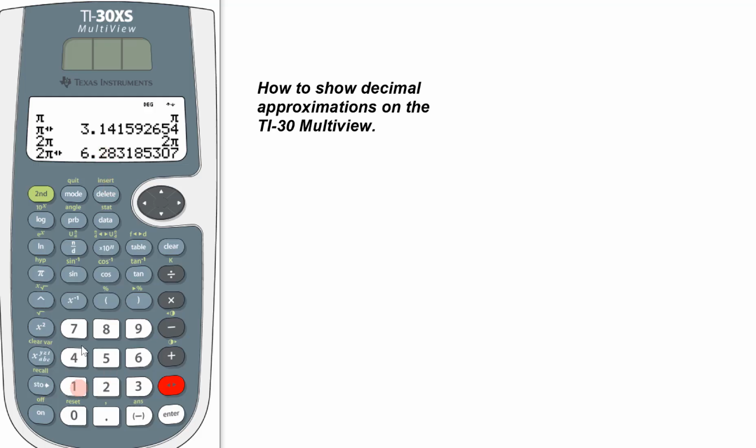So again, if we were to do another one, let's say I do 7 pi, go ahead and hit enter. It tells us that. I'm going to hit this button right here. It's going to change that to 21.99. It even works with division. So if I do pi and then I divide that by 3, gives me a decimal right there. And if I want to have the exact answer, there's that pi over 3.